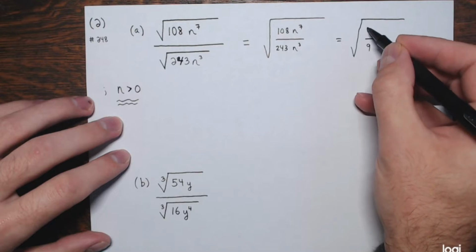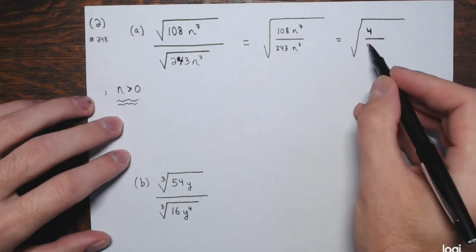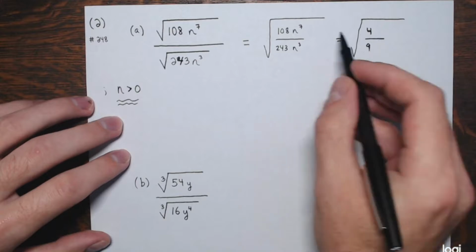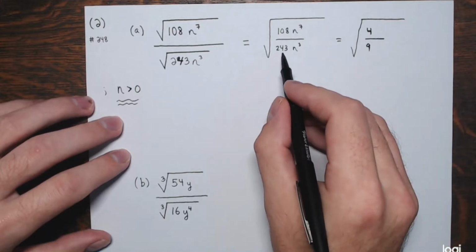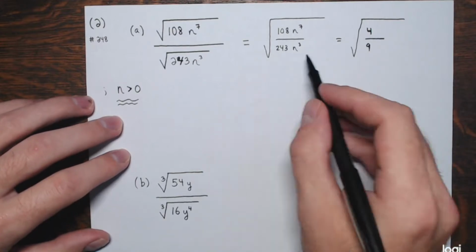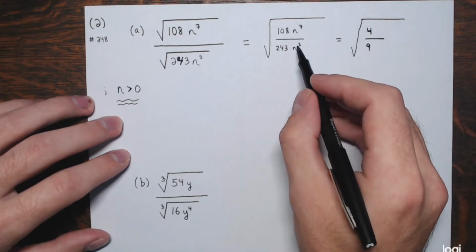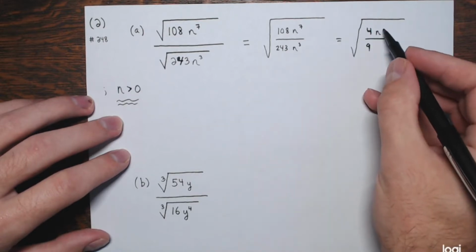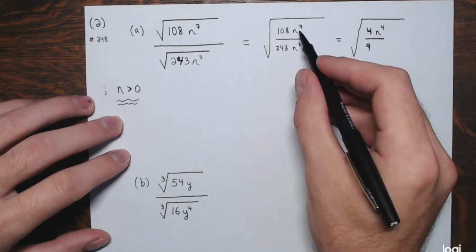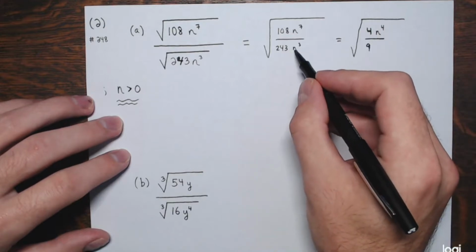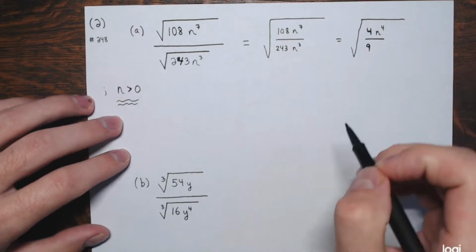Alright, so in fact they had 27 in common. This is 27 times 4, this is 27 times 9. So 4/9ths, and then n to the 7th divided by n cubed would be n to the 4th in the numerator. Right, because 3 of the n factors would cancel, and you'd be left with n to the 4th in the numerator.